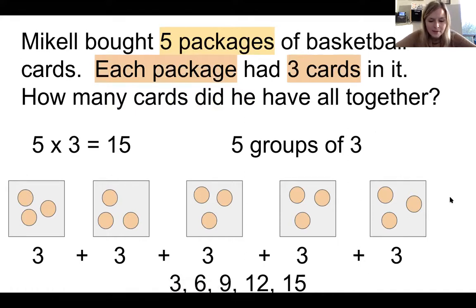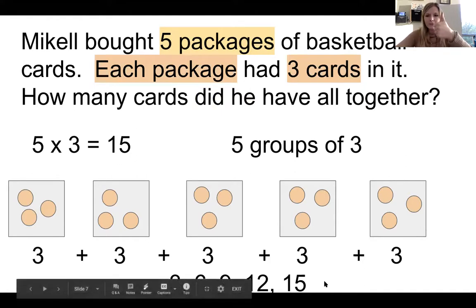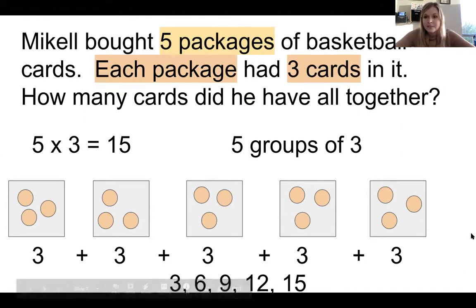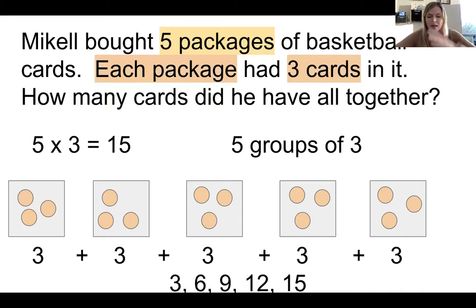You could choose to skip count by 5s or by 3s. You could do skip counting by 5, 10, 15. Or you could do skip counting by 3, 6, 9, 12, 15. Because we know that 5 times 3 or 3 times 5 is equal to the same value. It's equal to the same thing. Look at all of these different ways. Here it is written out. 5 groups of 3. There's my multiplication equation. 5 times 3.